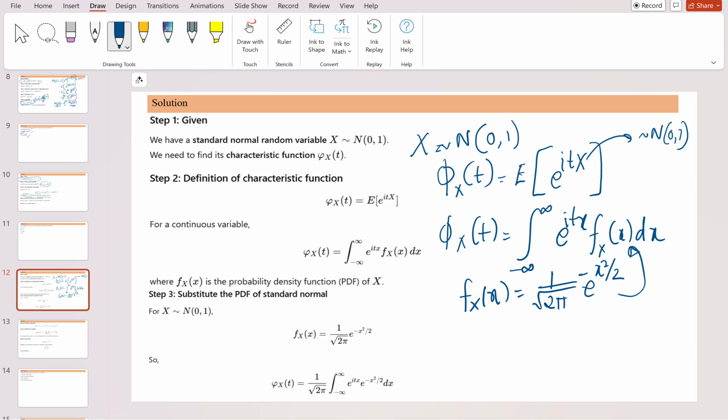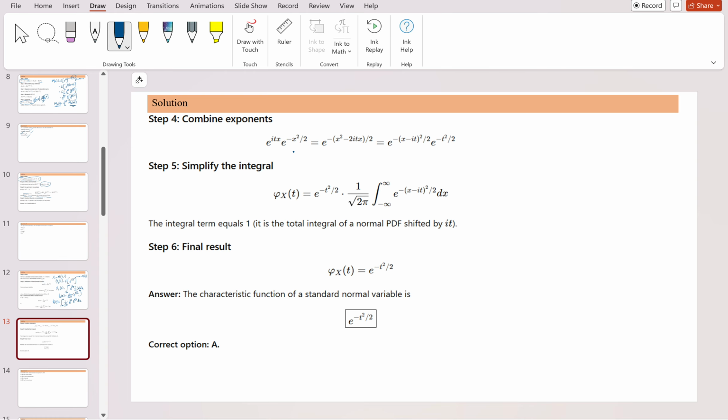Keep the value here. You will find out φx(t) is equal to the integral from minus infinity to infinity of 1 upon root 2π, e to the power itx, e to the power minus x square by 2 dx. Okay, let's move forward. When you're keeping the values here, you can combine the exponents also like this: e to the power itx times e to the power minus x square by 2, combine it, e to the power minus (x square minus 2itx) by 2.